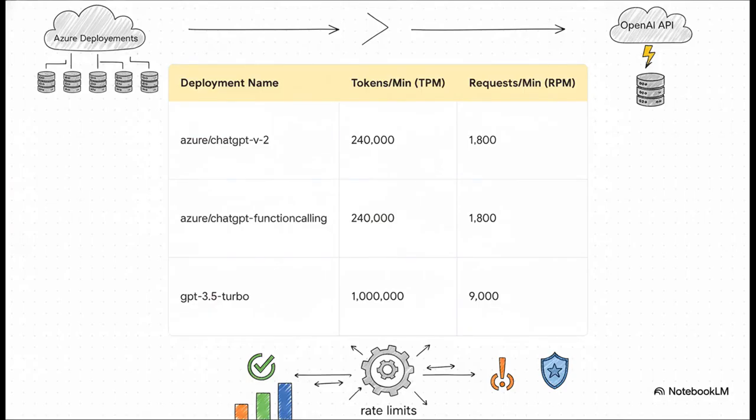It also lets you do really smart things like load balancing. Let's say you've got a couple of Azure deployments to handle all your traffic, or maybe you want to fall back to the main OpenAI API if Azure is ever having a slow day. You just list them all in your config. Tell LiteLLM what their specific rate limits are, like tokens per minute or requests per minute, and it will intelligently route your traffic to whichever endpoint is healthiest and most available. This is how you make sure your app stays fast and reliable even when it's getting slammed with users.